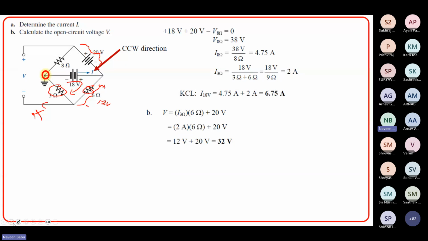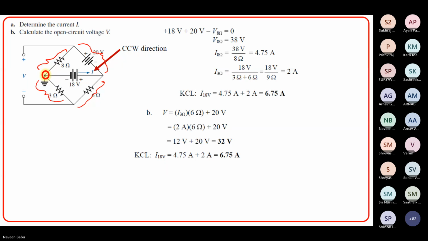Either you can apply KVL, that is this voltage plus this voltage, or this voltage plus this particular voltage, that is also fine. In this particular case, I think the first approach is maintained. So I3 multiplied by 6 plus 20, which is 32 volts. Okay. Yes, you can verify again also that it is 6.75 ampere.